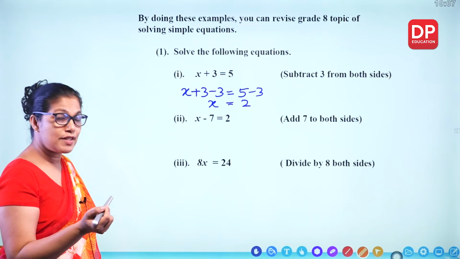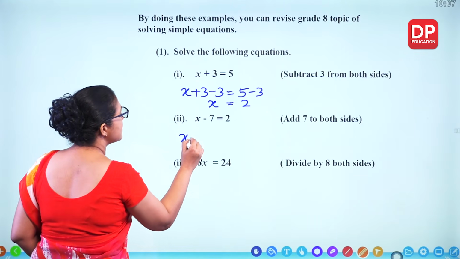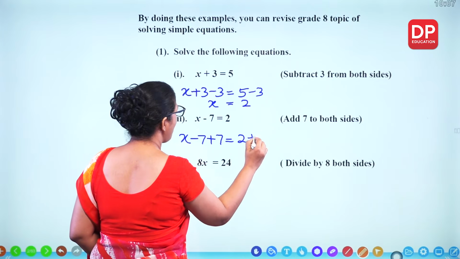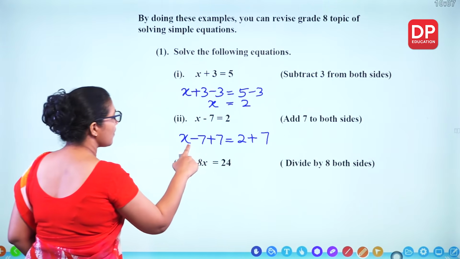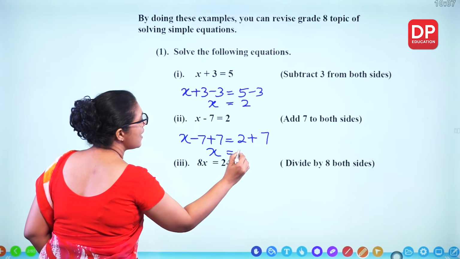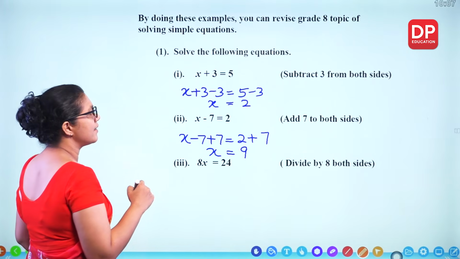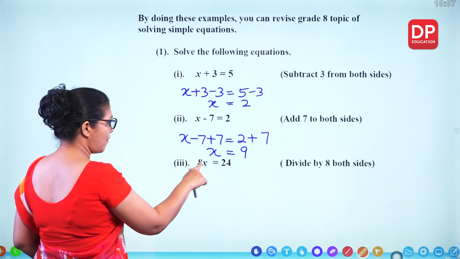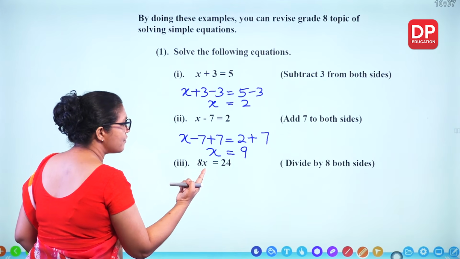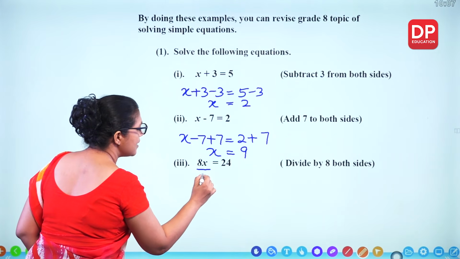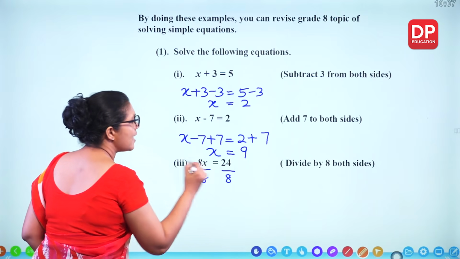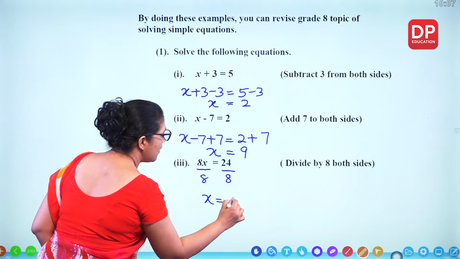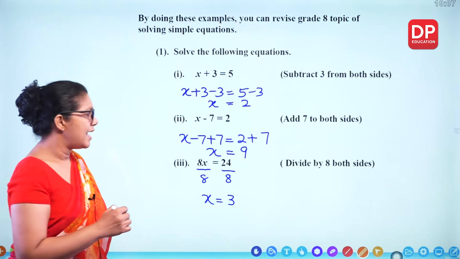Now x minus 7. How you get rid of this minus 7? Add 7 to both sides. Always do the inverse operation. x becomes 7 plus 2, 9. This one, 8x equals 24. So it's a multiple of 8. So how you get rid of this? You divide by 8. So both sides you divide by 8, you get x equals 3. 24 divided by 8 is 3.